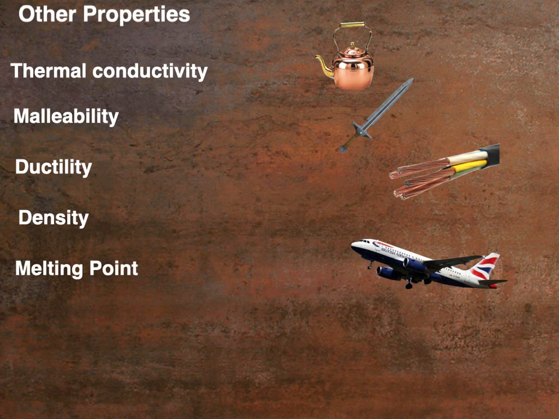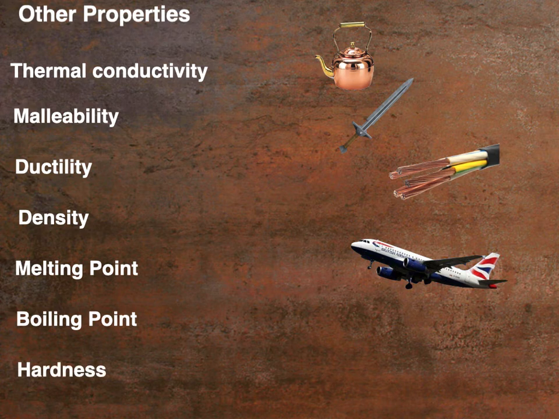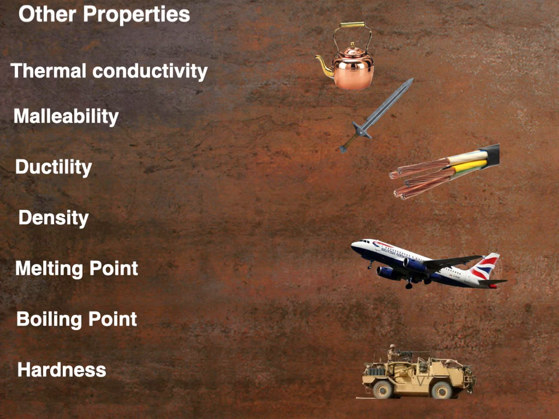Melting point you should know about. It's the temperature at which a solid turns into a liquid. Boiling point you should know about. The temperature at which a liquid turns into a gas. And hardness is basically how easy a substance is to break. So, for example, an armoured car made out of tissue paper, not very useful. Armoured car made out of titanium steel, much, much harder.